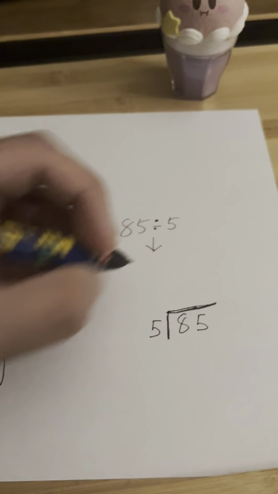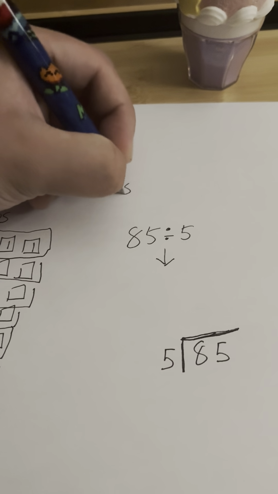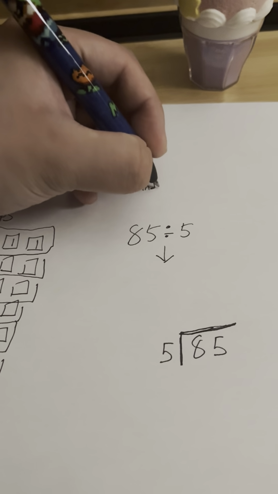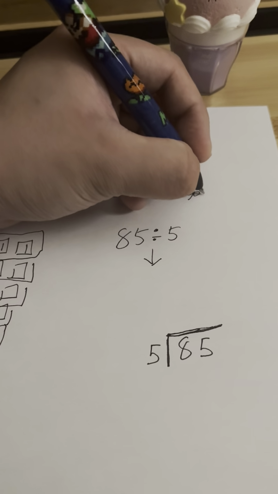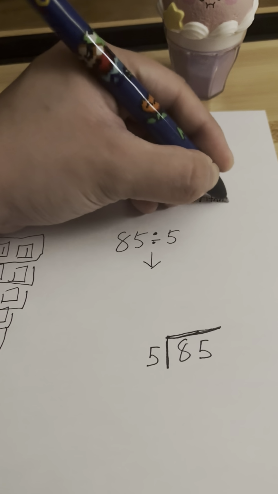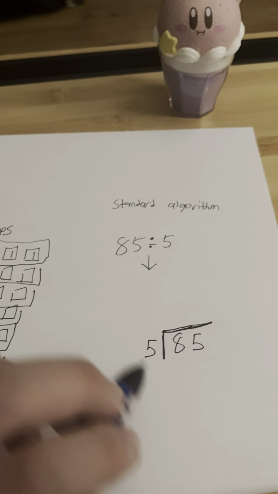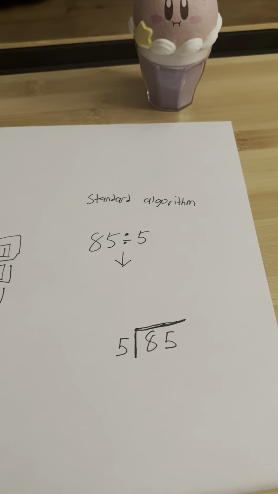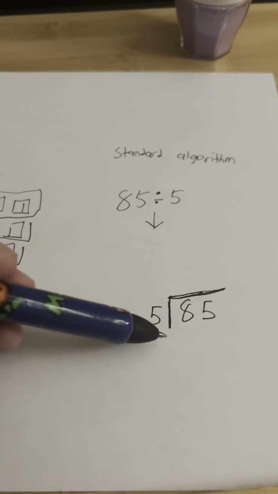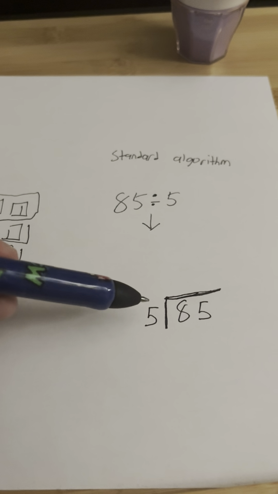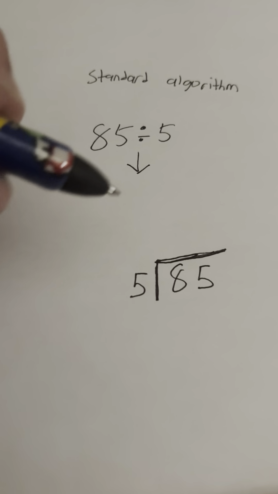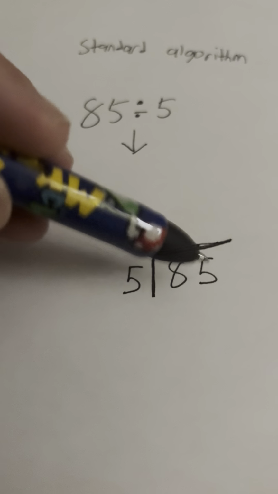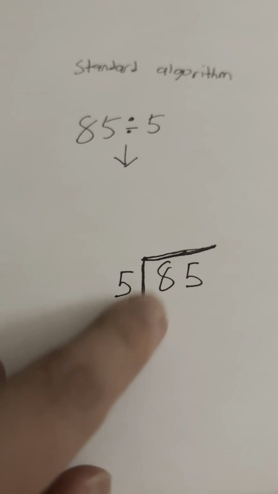This is what we call standard algorithm. So this is the shortcut when you want to do a division problem. You write 85, draw your bracket piece, and you write 5 right next to it. So when you're doing standard algorithm, first thing you want to do is focus on the 8 first.